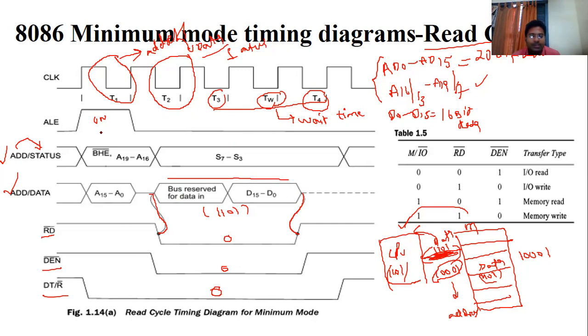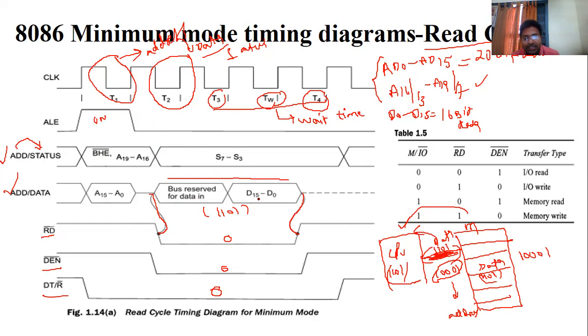At T1 clock period, the buses are in address mode. At T2 clock period, whenever you enable the ALE, the address lines are converted to data as well as status lines. Then T3 onwards you do the read operation. Once the read operation is performed, whatever data is available in that memory is available in the data bus only.